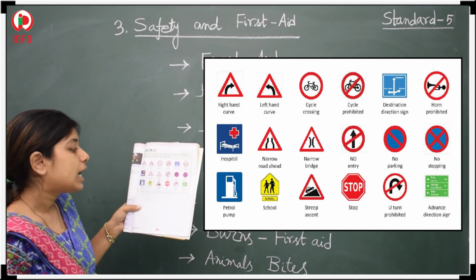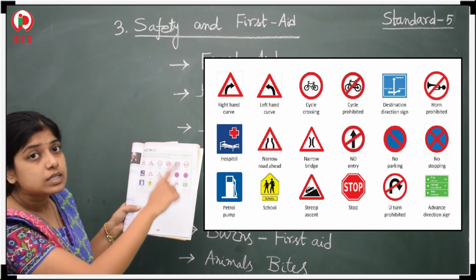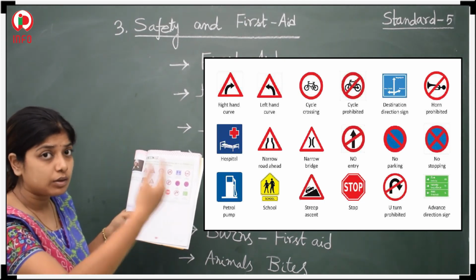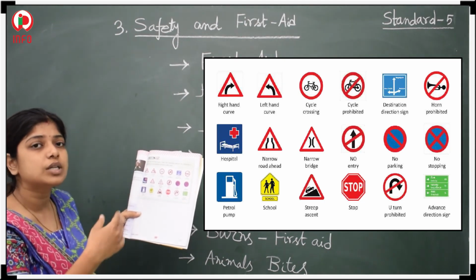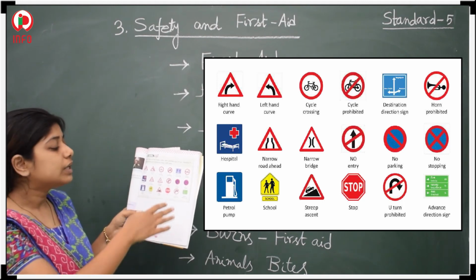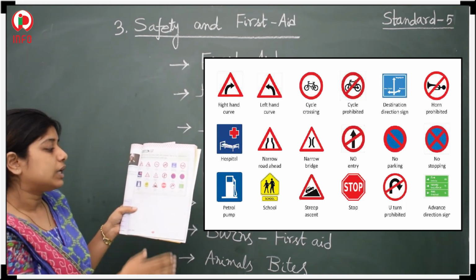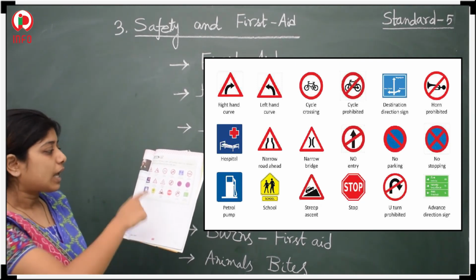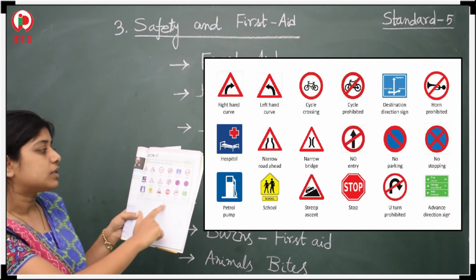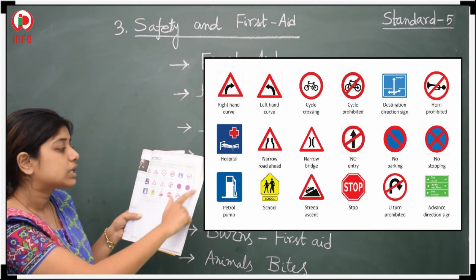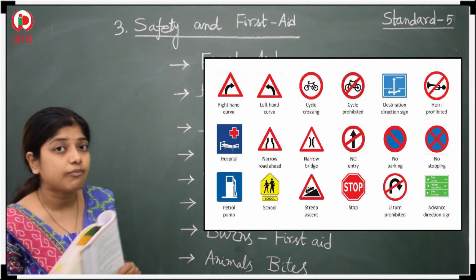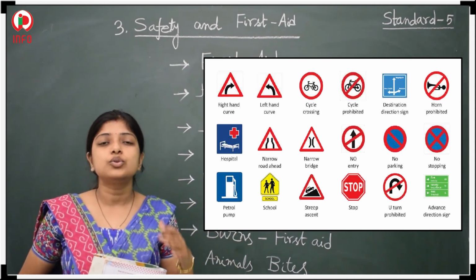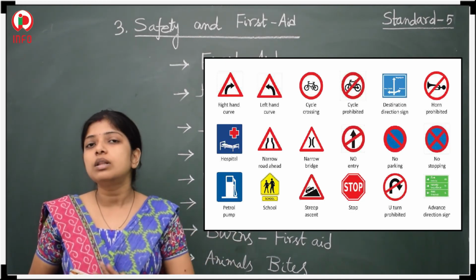And this one is the advanced direction sign. Advanced direction sign means, if you have any destination, how many kilometers it is. All these things will be given here. So these are called the advanced direction sign, and all these symbols are the signs of heavy traffic. So always while passing the road, you should keep in mind all these signs.